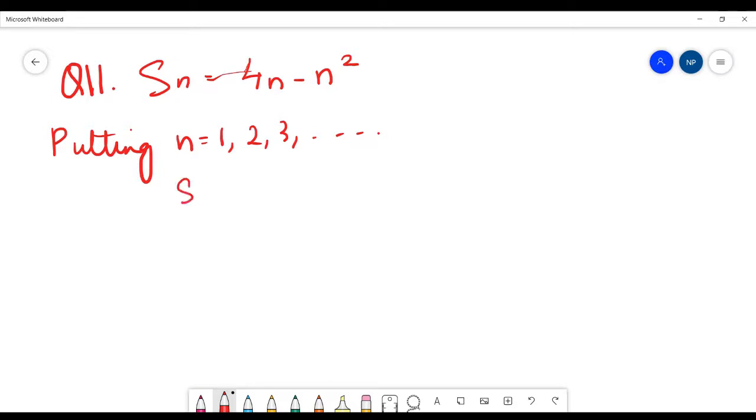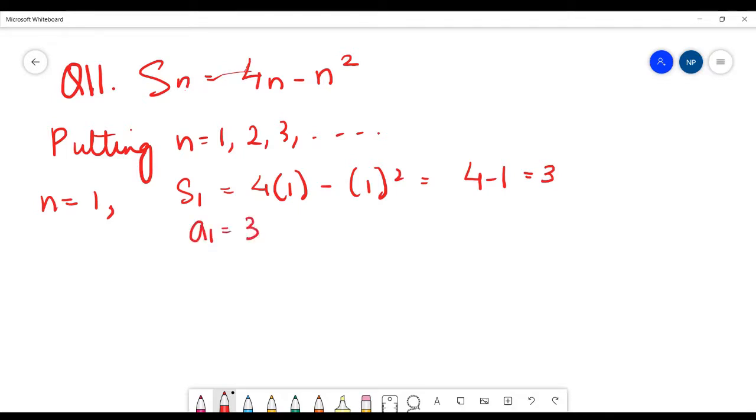So what will be S1 when n is equals to 1? When n is equals to 1, S1 is equals to how much? This will be 4 into 1 minus 1 square. You get 4 minus 1, which is equals to 3. So our first term, now this is n only, no? We write Sn and then we write An. So our first term will be how much? Our first term is 3. So A1 is equals to 3.